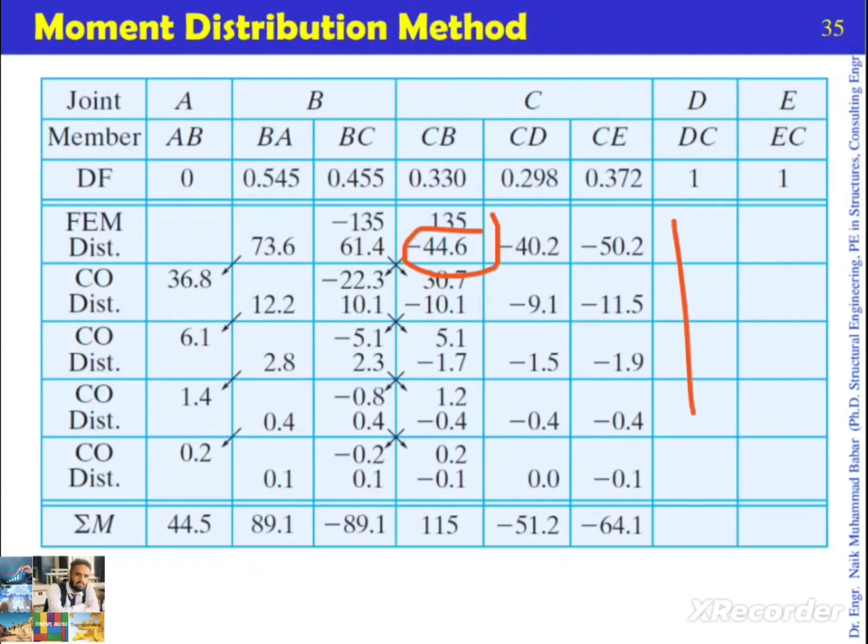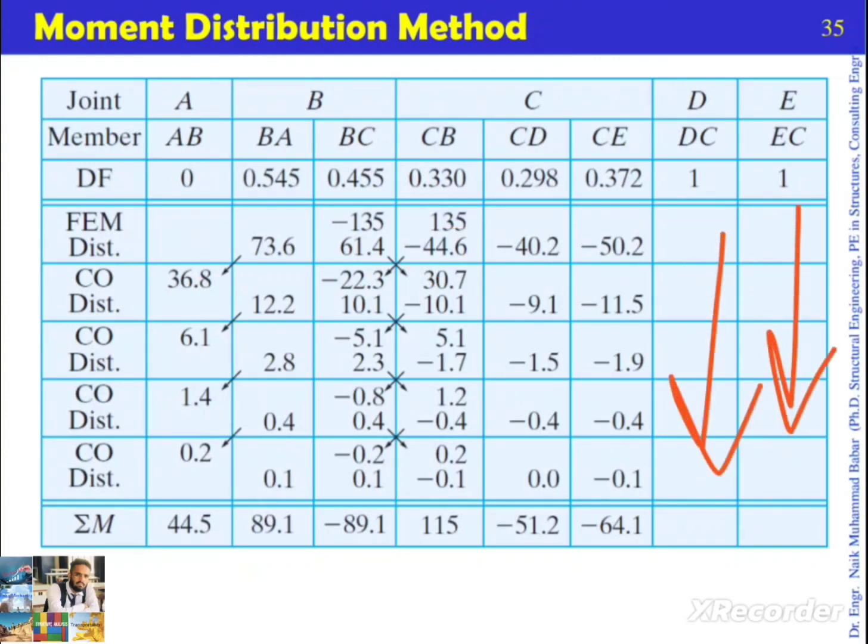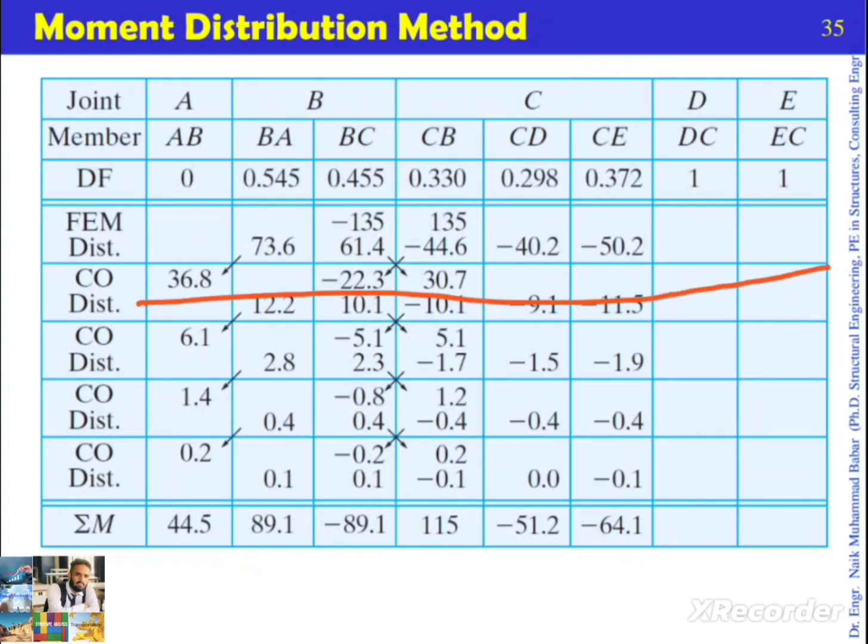If you do this step, the calculation will be complicated, but in actual we know that at joints D and E the fixed-end moments will be equal to 0, so we will not deal with this calculation. So there is no need of this calculation. So now we will distribute this carryover moment.